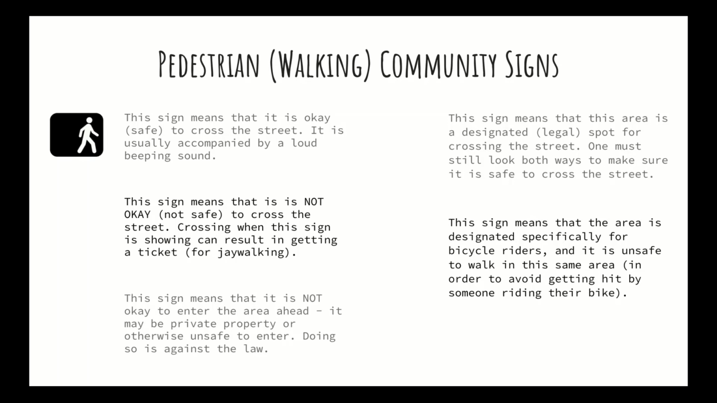It means it is not okay to cross. It's not safe to cross the street when you see this sign. Crossing when this sign is displayed can actually result in getting a ticket. It's called jaywalking. And it, of course, is the do not walk sign, okay?